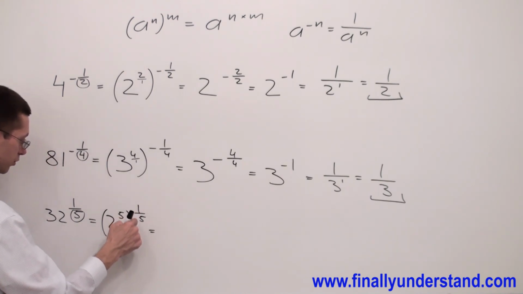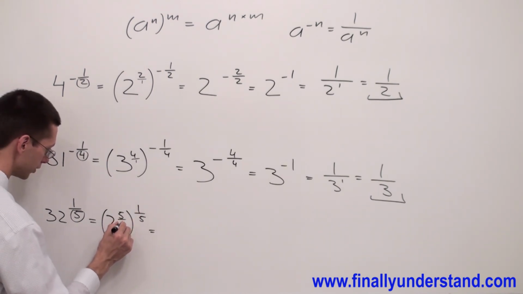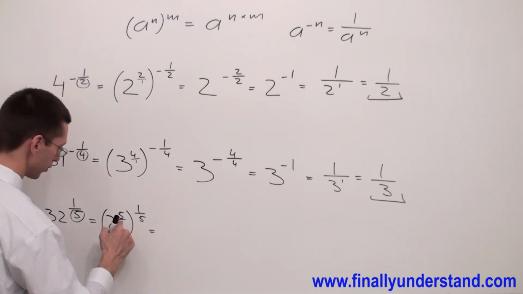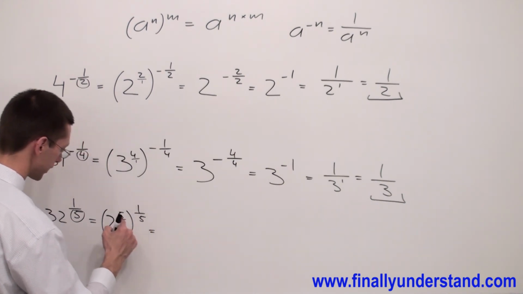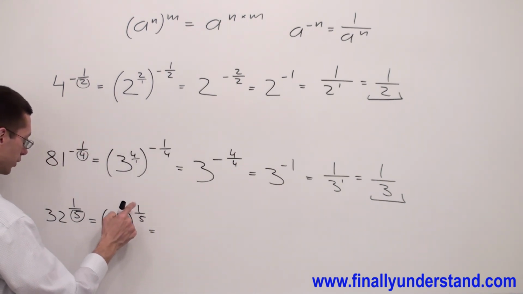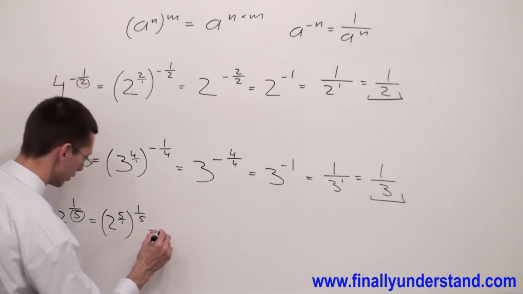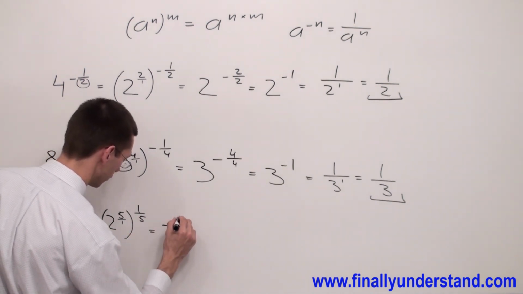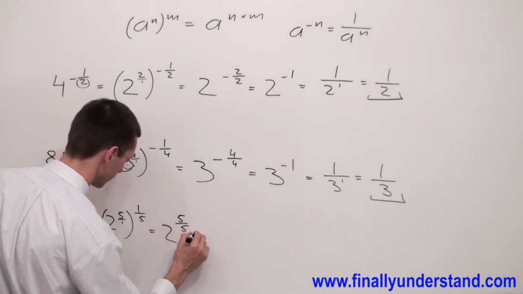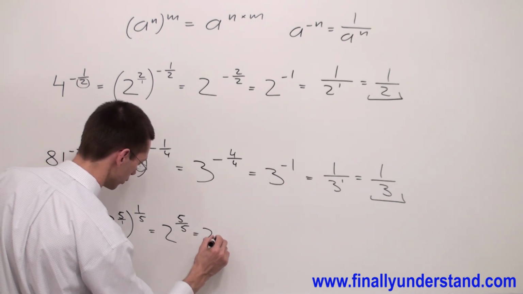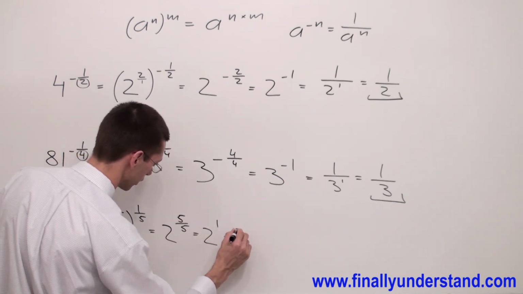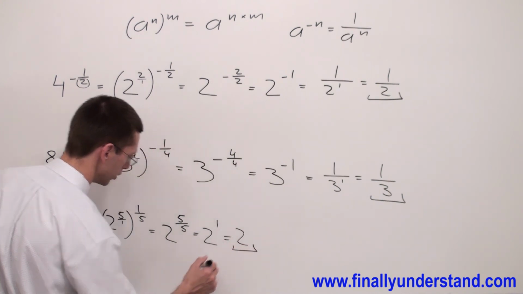Because I have a fraction outside of the parentheses, I'm going to also make a fraction inside of the parentheses. Remember, we have to multiply them together. Anytime we multiply fractions, multiply numerator by numerator, denominator by denominator. That's why I'm going to have 2 to the 5 over 5, which is equal to 2 to the 1st power, which is equal to 2. This is the solution to my problem.